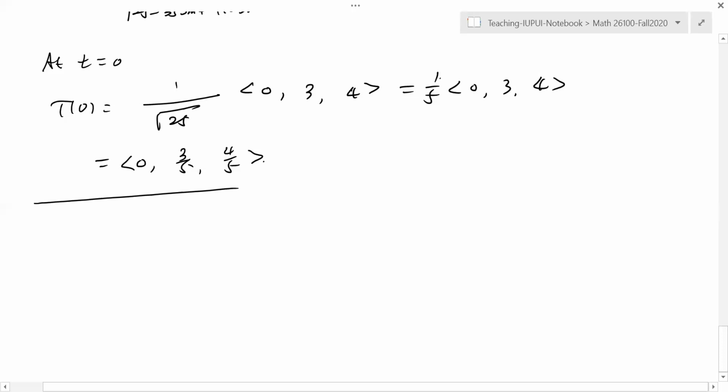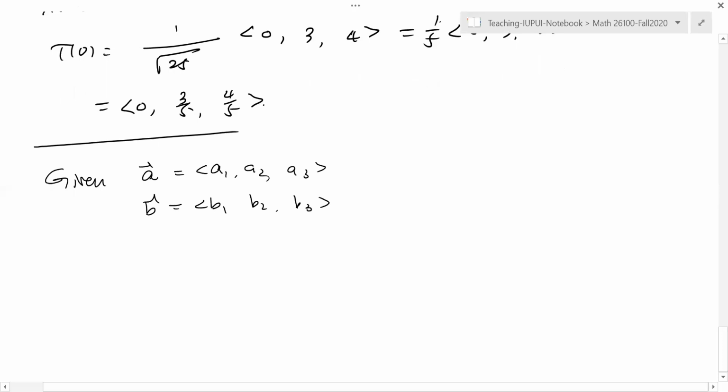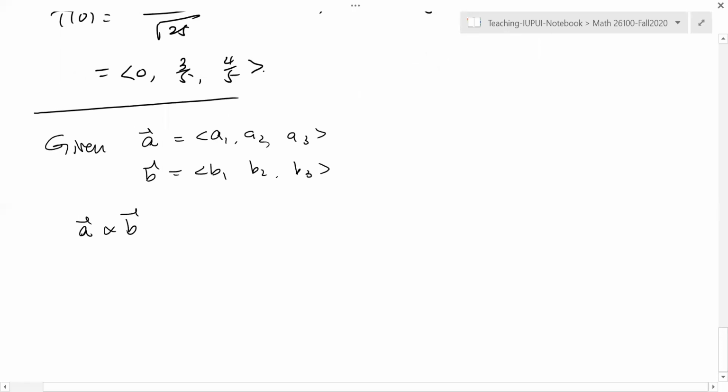We skip chapter 12 because this is just a review. So given a vector A with components A1, A2, A3, and B with components B1, B2, B3, we can define the cross product. It is called the product of two vectors. This will be another vector.